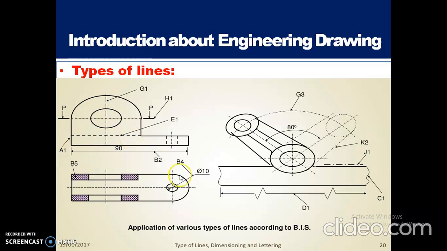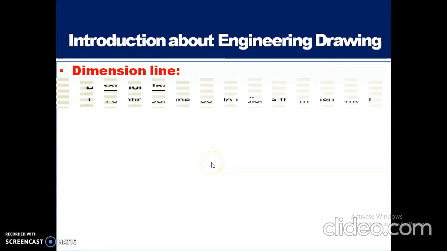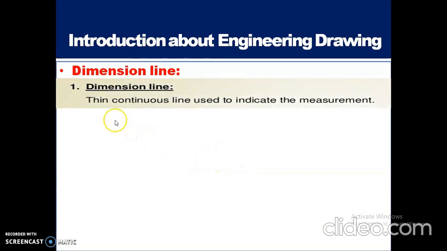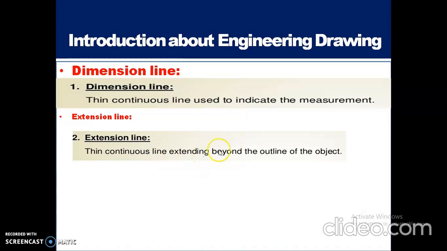This one is an imaginary line. This line is called leader line, and these lines are hatching lines. This one is a zigzag line. Some of these lines will be like this. Dimension line means, once again listen, a thin continuous line which is used to indicate the measurement. And what is the extension line? The thin continuous line extending beyond the outline of the object is called extension line.